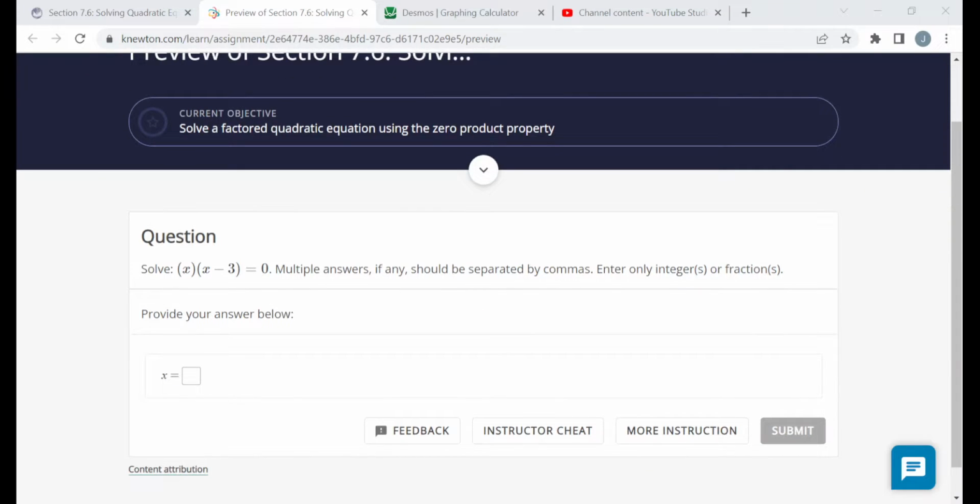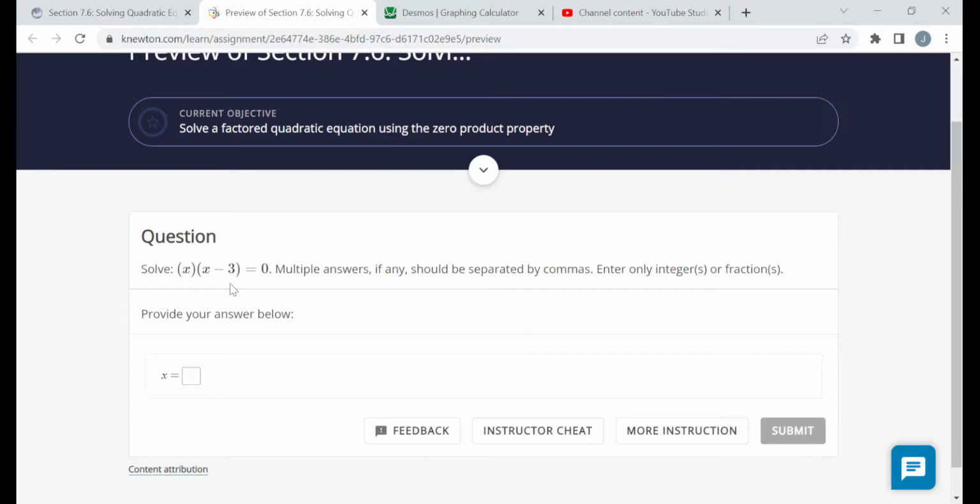So they're saying here, solve x times x minus 3. See, the left side is a product: x times x minus 3 equals 0. Right? The product equals 0. That's the beginning of the zero product property. If a product equals 0, then at least one of the factors has to be 0.